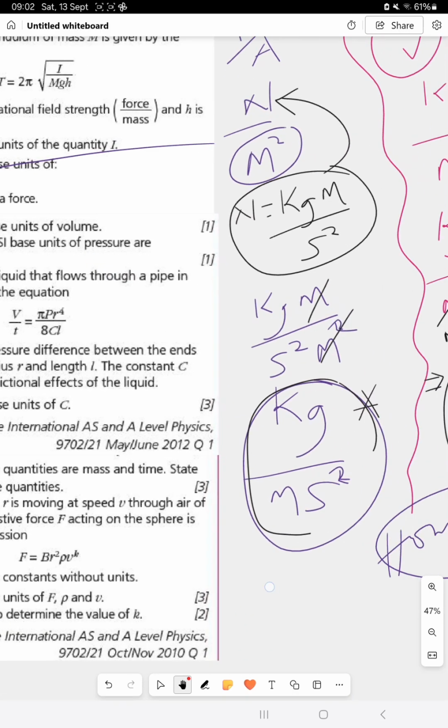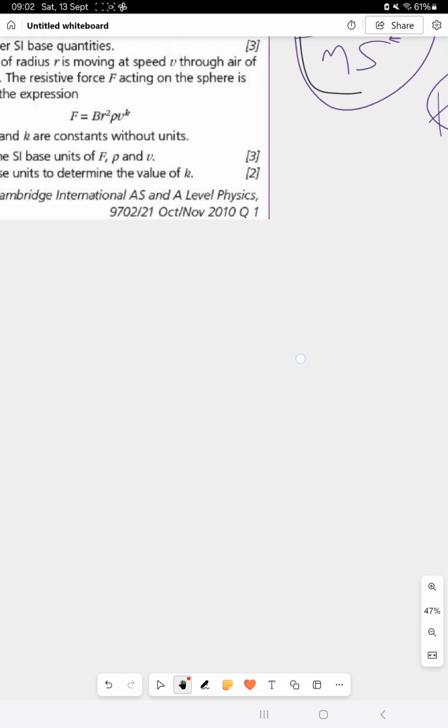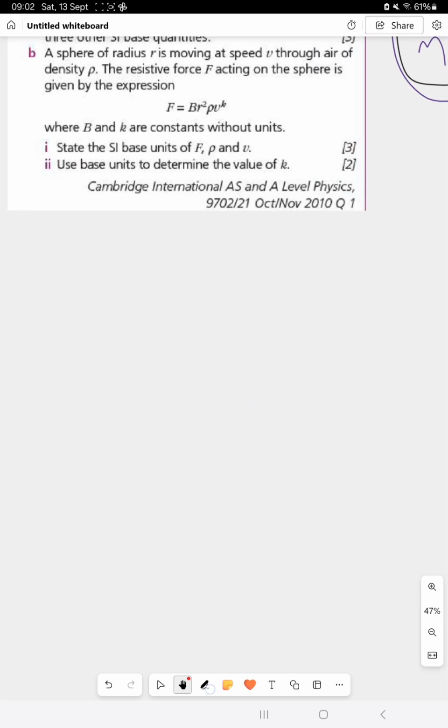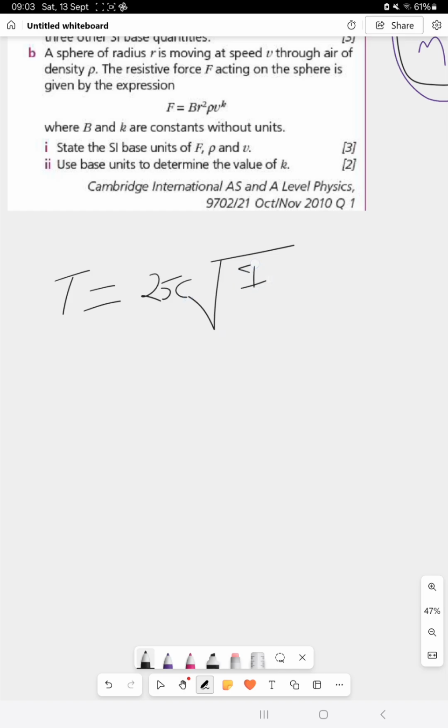Again, now let me come here and do this other question. Now I will do it over here. Given that T is given by 2 pi, then square root of I over mgh. We are interested in I, the base units of I. So what should I do? The first thing, I need to divide everywhere by 2 pi.